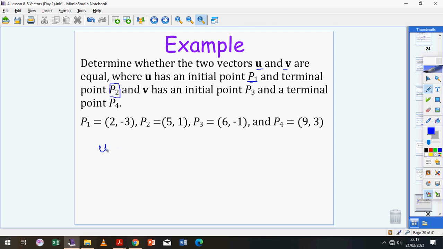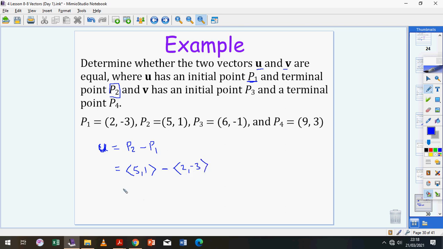So to find u's position vector, I will just subtract its terminal point minus its initial point. The terminal point is (5, 1), and its initial point, which I subtract, is (2, -3).